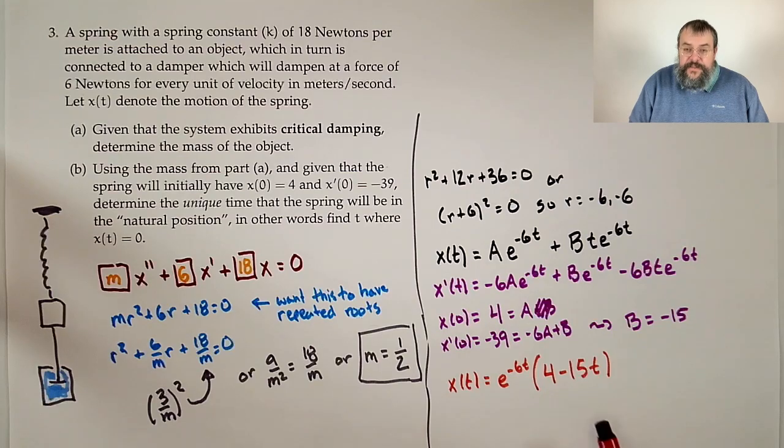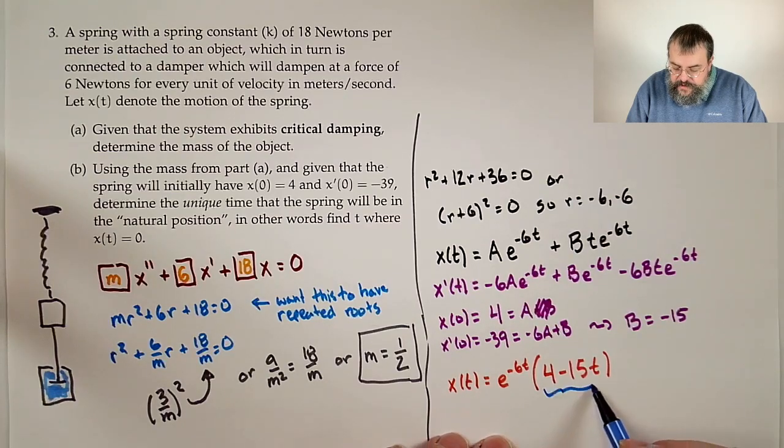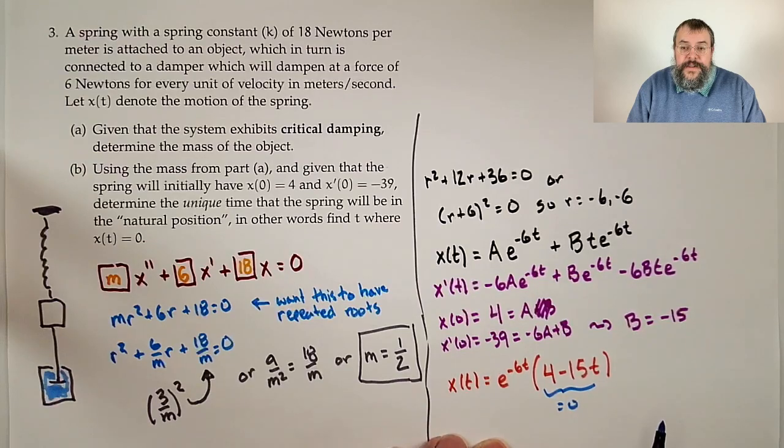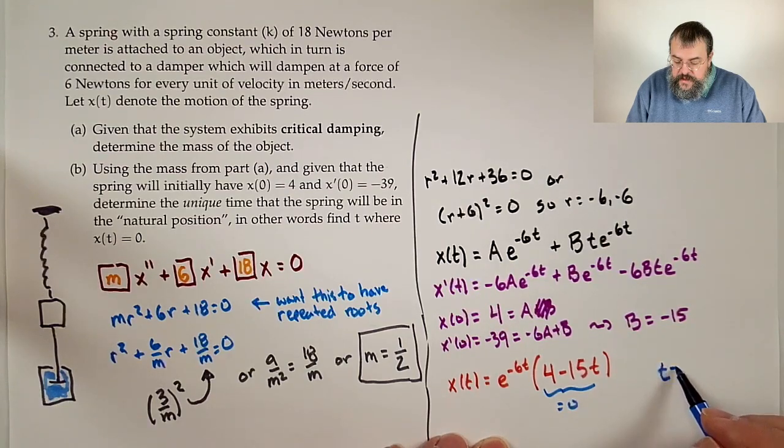Well, if I want to have x of t equals 0, the only way that can happen is if this part equals 0. Because I can't have e to the minus 6t equals 0. But now we see, oh, you add 15t, divide by 15, and we see that t has to equal 4 over 15.